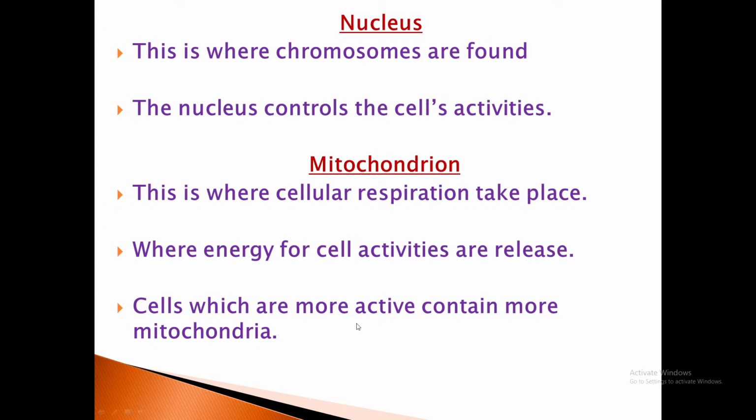Cells which are more active normally contain more mitochondria. Now, comparing your muscle cell versus your white blood cell, for example, I can ask you which one of those cells will contain more mitochondria, and your answer should be your muscle cell, simply because your muscle cell is normally more active than your white blood cell, for example.